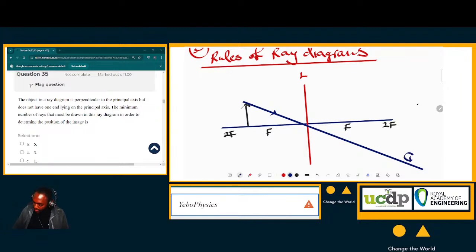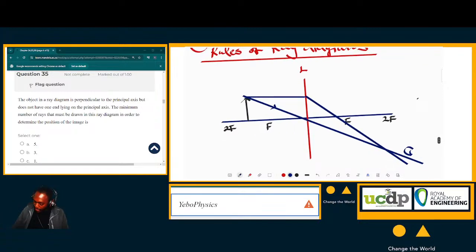Then a ray that is parallel to the principal axis, when it reaches the lens, will bend and pass through the focal point. Like that. My rays are not straight because it's freehand. So it should pass through the focal point, assuming that's where our focal point is. This will be your second rule.